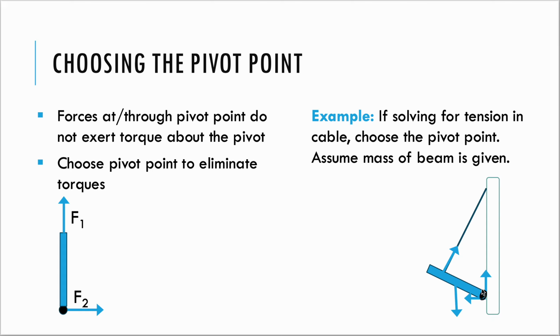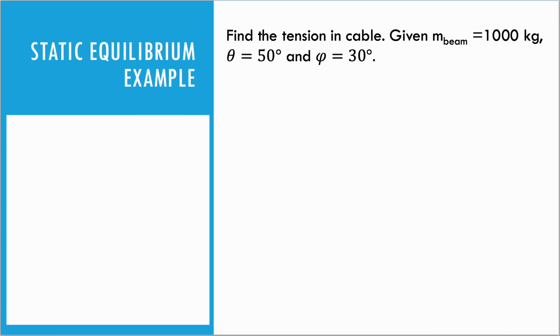That way, the torque due to the friction force and due to the normal force will be zero, and those torques will be eliminated from the equation, making it easier to solve the problem. So let's go ahead and solve the problem. Let's find the tension in the cable.